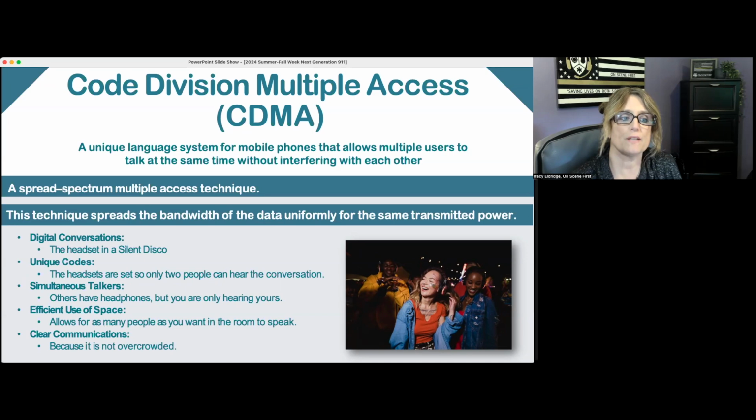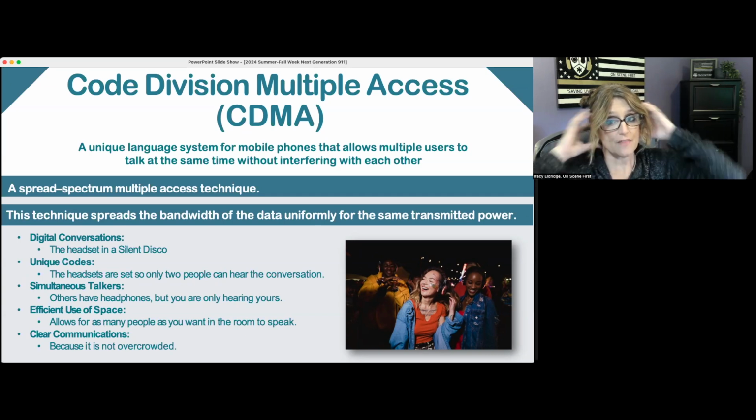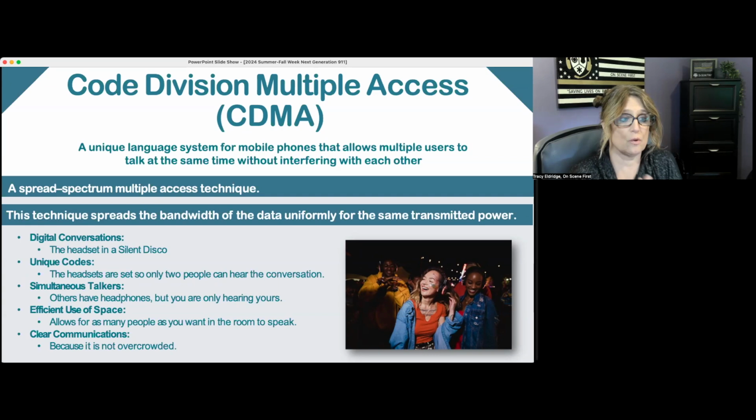This technique spreads the bandwidth of the data uniformly for the same transmitted power. I like to think of it as a silent disco. Okay. So as far as the digital conversations go, you put those headphones on. There are unique codes. So the headsets are set so only 2 people can hear the conversation, right? But in the silent disco, your headsets are programmed for you to hear the conversation.